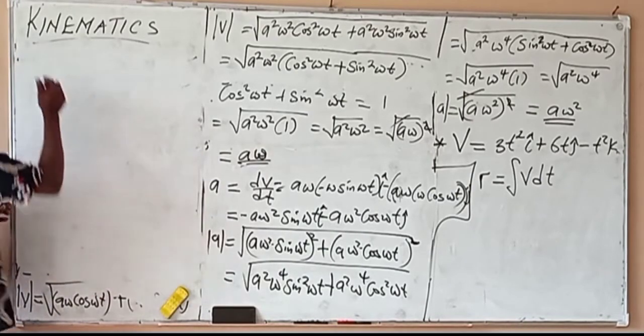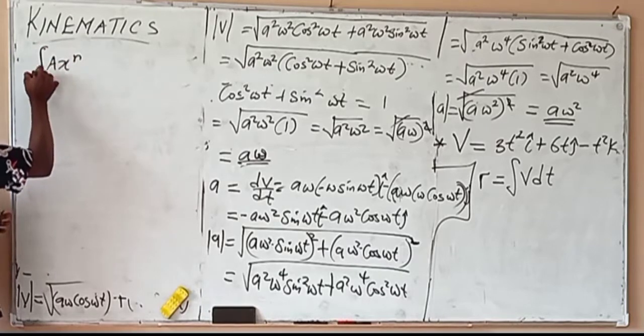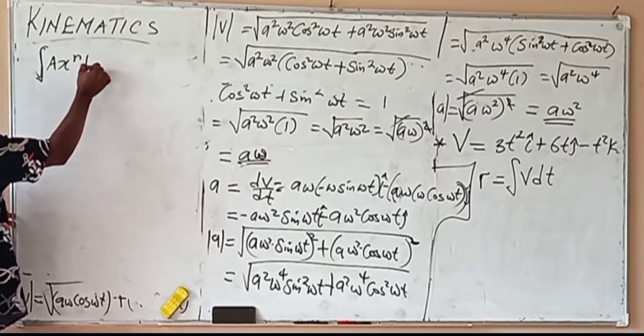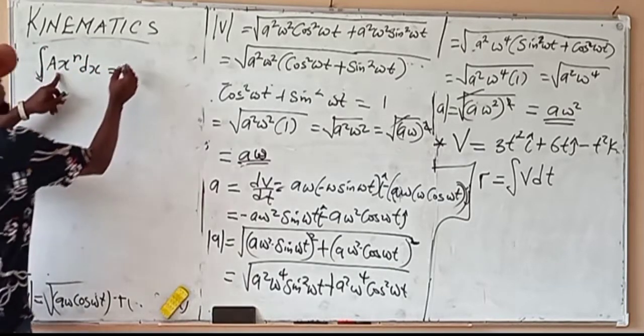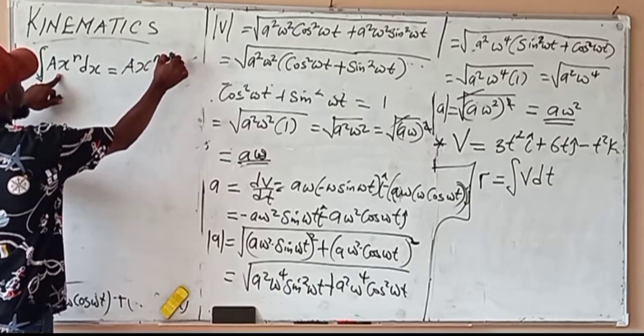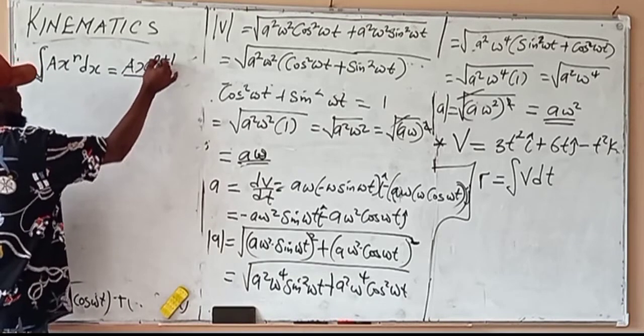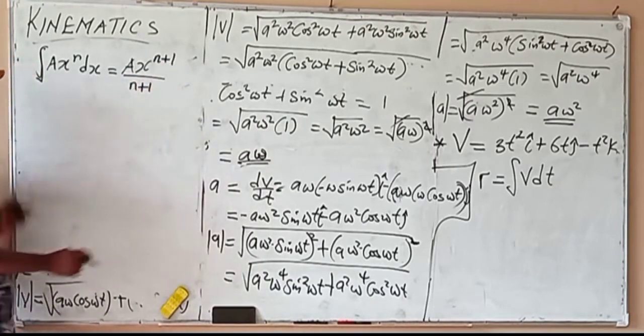Let's say I have to integrate a x raised to n. This is integration with respect to x. What will be the answer? Don't touch the coefficient. Just add 1 to the power for polynomials, then divide by the same new power, which is n plus 1.